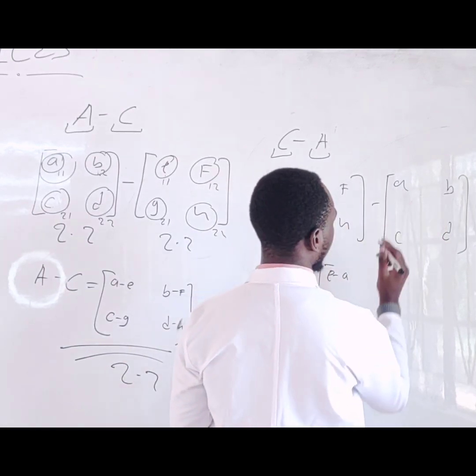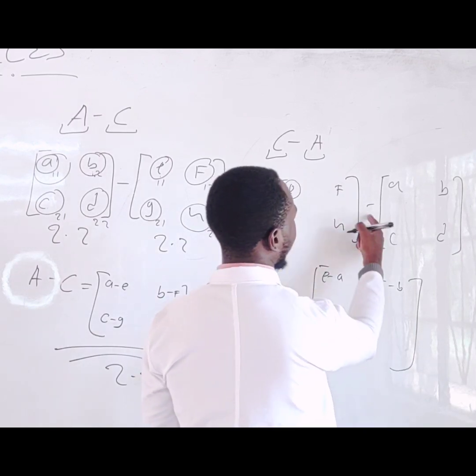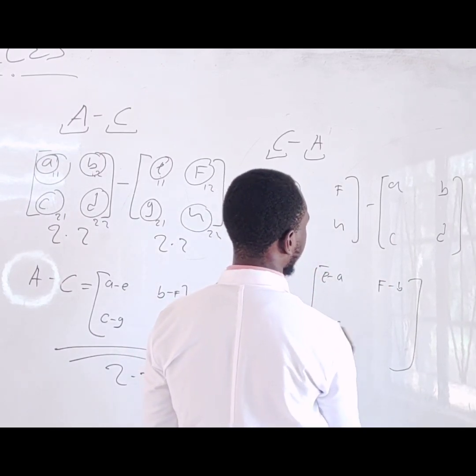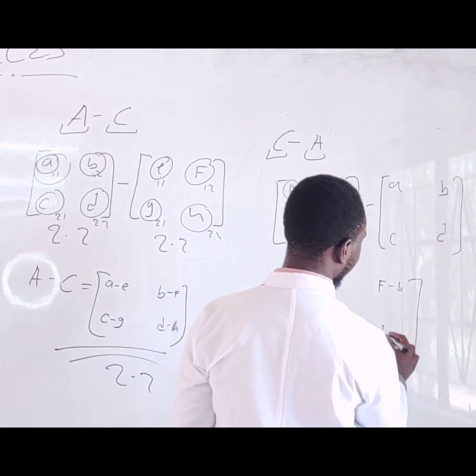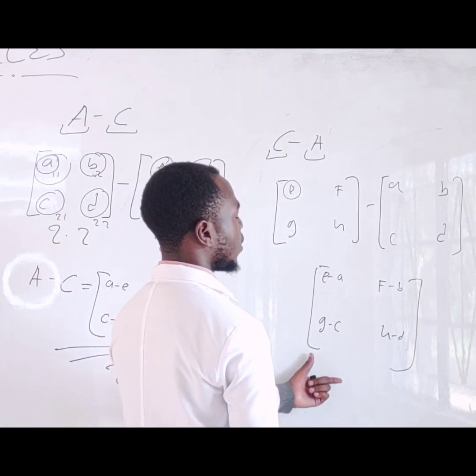Then this minus this, what are you going to get? I believe I'm going to get F minus B. Then G minus C, I'm going to get G minus C. Then H minus D, I'm going to get H minus D. I'm going to get something like this. This is your answer.